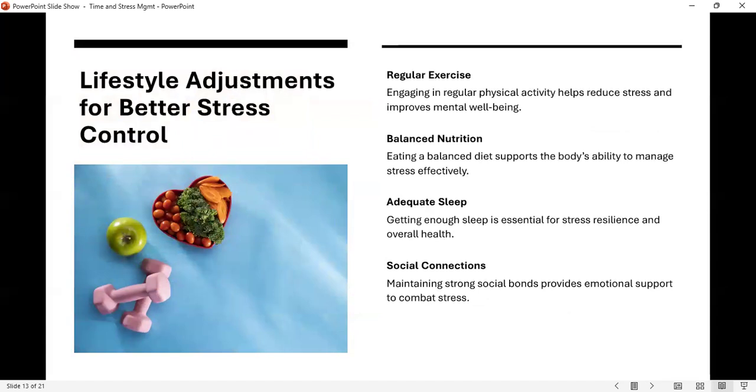Certain lifestyle adjustments for better stress control: regular exercise, balanced nutrition. Feeding and fueling our body with the necessary nutrition is a huge one. Our brain and hearts and all our organs need specific nutrition to operate at their full functionality. Again, that also goes with adequate water intake. There is something to all of this stuff.